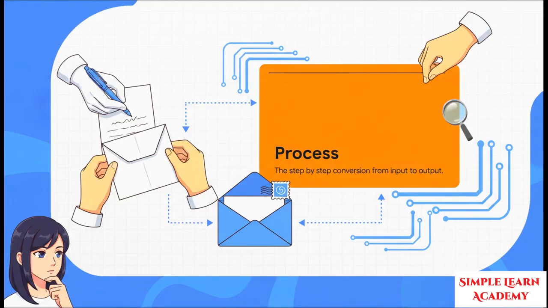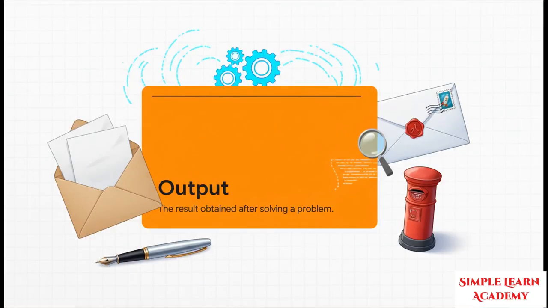Next, you've got the process. This is your algorithm, your set of steps. In action, it's the doing part. For the letter, the process is writing it, folding the paper just right, putting it in the envelope, and sticking the stamp on. And finally, what do you get at the very end? Your output, the finished product. In this case, it's a letter that's all sealed up and ready to go in the postbox. So just remember that. Input, process, output. It's the fundamental recipe for solving any problem.